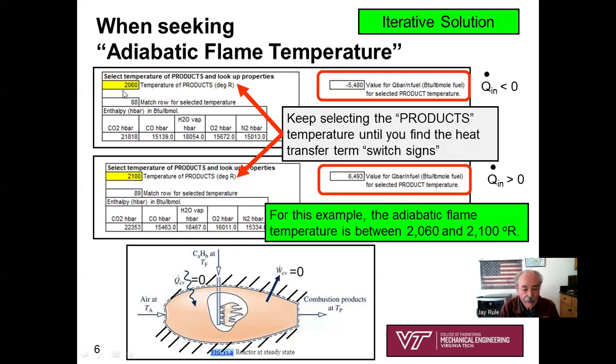Well, here I've guessed 2060. That's a low guess. 2060 degrees R for this particular problem I was working on. And I go through all the numbers and I get a Q bar over N, in other words, BTUs per pound mole, of negative 5,480. Now that's almost zero. It turns out that's almost zero, but it's negative 5,480.